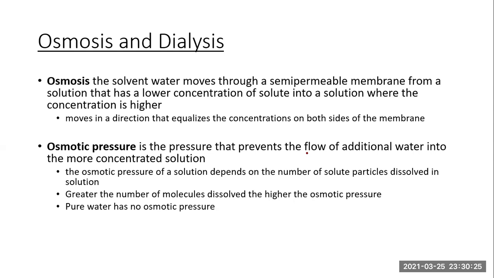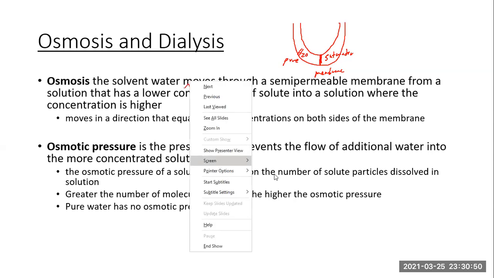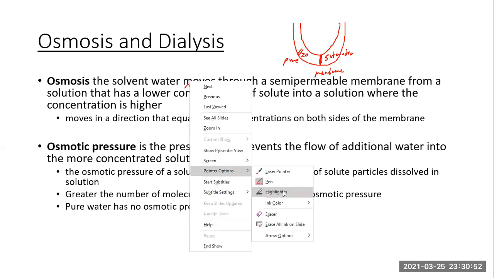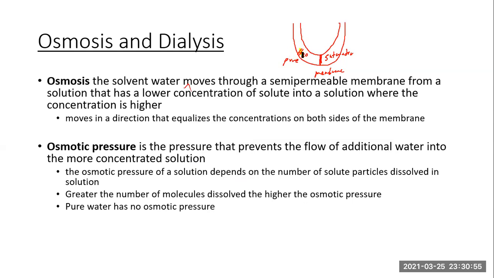So if we do a little drawing here, say we have a cylinder, and it's separated by a membrane in the middle here. Let's just say on one side we have pure water, pure H2O. On the other side we have some salt water. The process of osmosis is going to be the pure water, which is less concentrated, start to flow across the membrane to the other side where the salt water is.